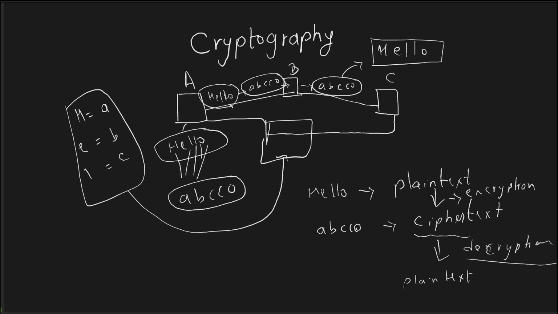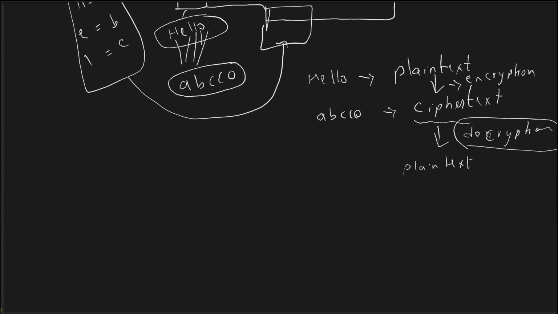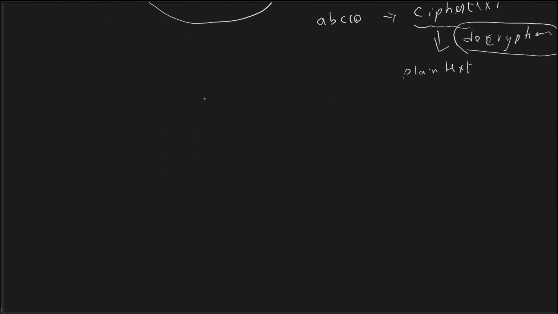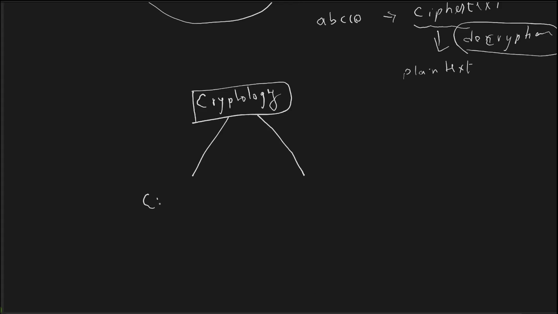And these are some of the basic terminology of cryptography. Now let's talk about different areas within cryptography. On top of it we have cryptology. Now inside of this, the cryptology is broken down into two parts. One is cryptography, the art of maintaining secrecy, and the other one is cryptanalysis.